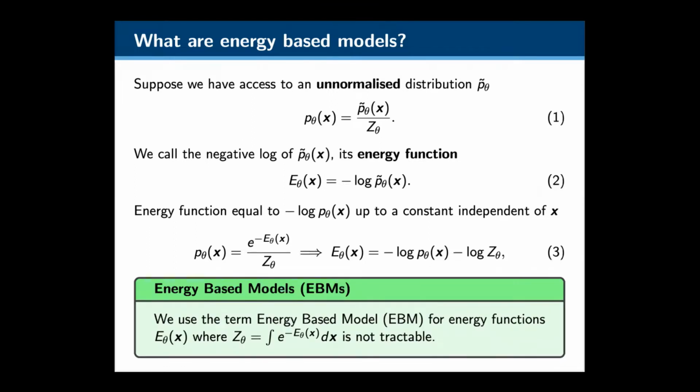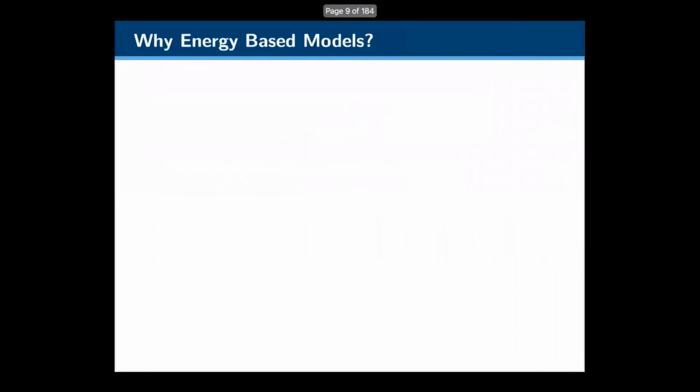So broadly speaking, energy-based models refer to this class of model where we're dealing with an unnormalized probability distribution, which we can then use to define this energy function, the negative log of the unnormalized distribution. And crucially, the normalizing constant is intractable. So a lot of what we're going to be talking about here is how to deal with that problem of the intractable normalizing constant. But before I hand over to Stratis, who will start getting into that, let's talk about why we might care about energy-based models.